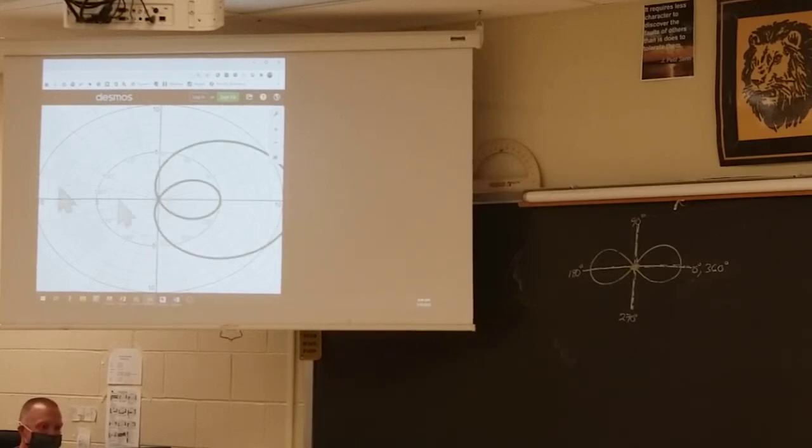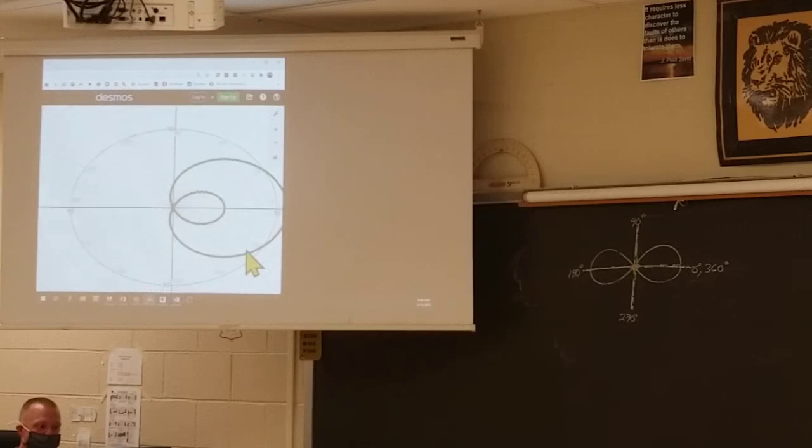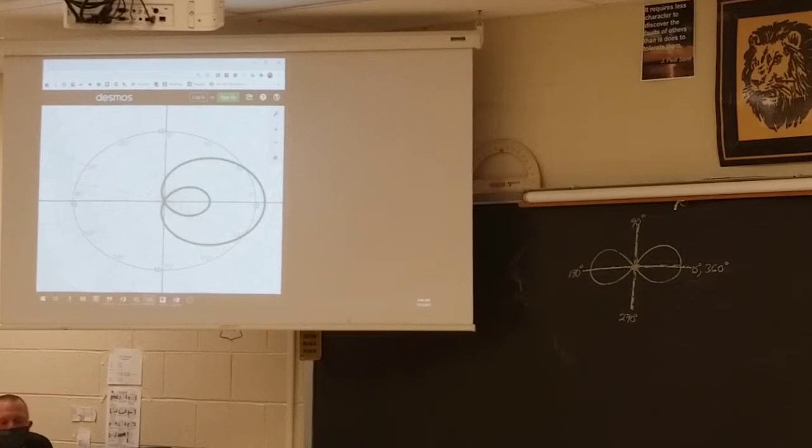Okay, so 3 plus 8 cosine of theta. How'd you do? Does it look like a limaçon? Okay, it's got a loop. That loop is of size 5, as we kind of expected. But we're looking at this in a new way today, and that's really what you're doing.